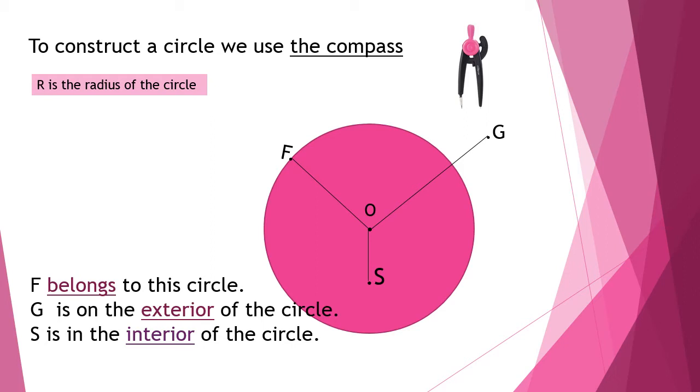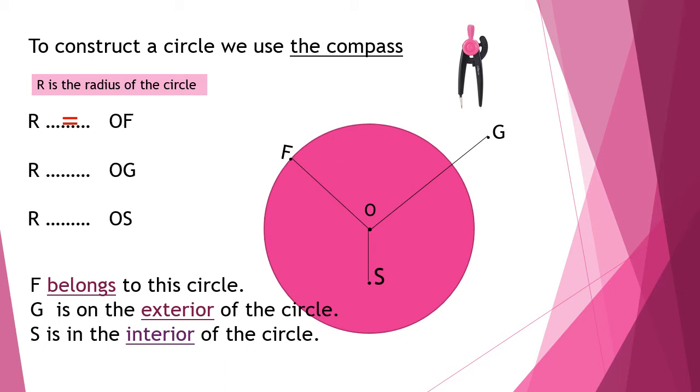So let's compare the radius with OF, OG, and OS. What about the distance between O and F if we want to compare it with the radius? You can see that OF is equal to the radius because it is a segment from the center to the extremity of the circle. So R here equals OF.